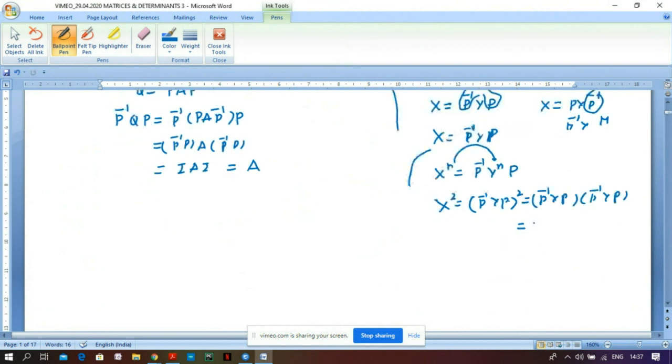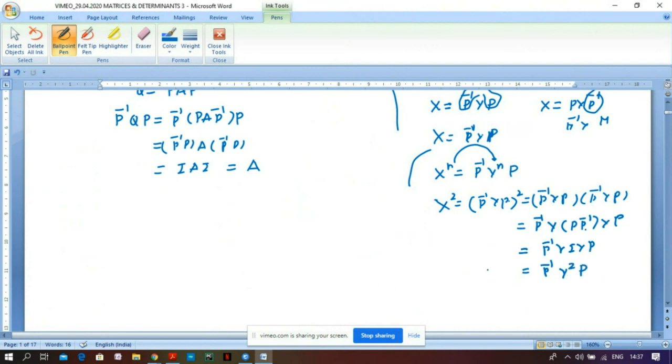Again we can associate. So the power of association is in full display. P P inverse and then YP. So this P P inverse becomes I. So P inverse Y I YP, and these two Y quickly combine. I does not interfere with them, and we get P inverse Y squared P. So we get X squared is this much.